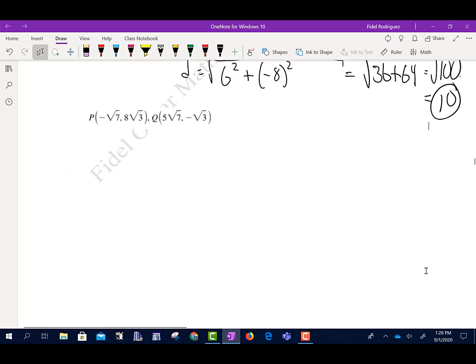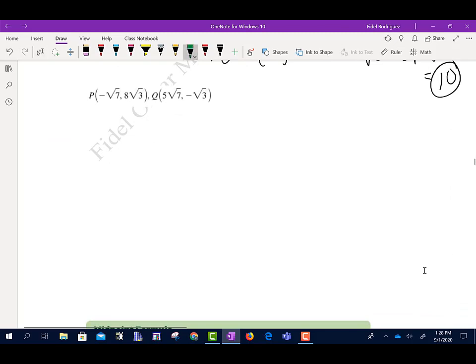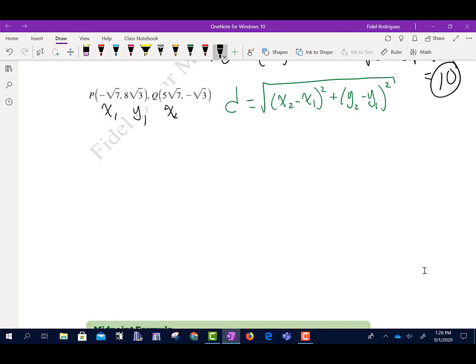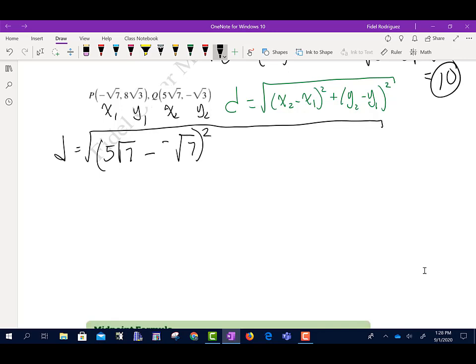All right, so I'm going to mosey on down to this one. Yes, I said mosey. The first thing I'm going to do here, guys, is write down my formula again. Remember, it is (x2 minus x1) squared plus (y2 minus y1) squared. This is my x1 and my y1. This is my x2 and my y2. So don't get nervous because we have these square roots all over the place. It's going to be fine. What is my number x2? 5 square root of 7. Minus, what is my number x1? A negative square root of 7, squared. Plus, y2 is a negative square root of 3. Minus y1 is an 8 square root of 3, squared.